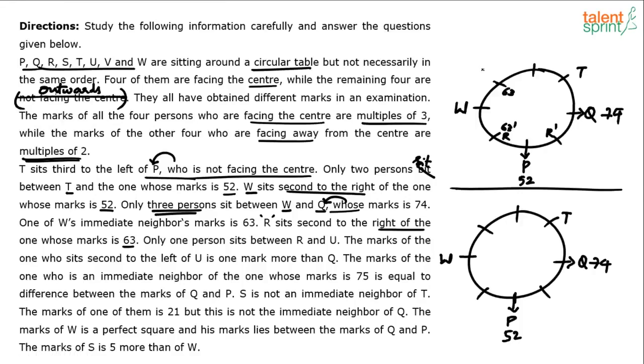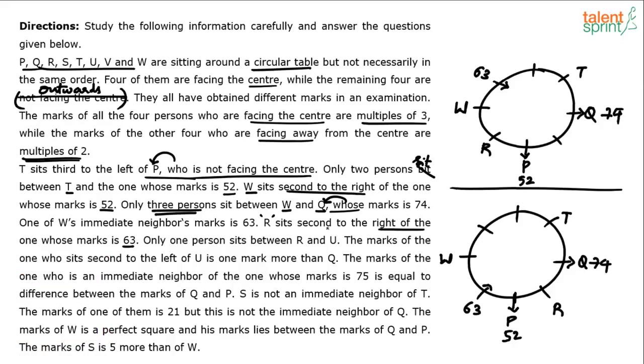Now, let's say 63 is here and R is here. In the other case, we will take 63 here and R here. Since 63 will be a center facing person, this should be center, right? Because 63 means what? Multiple of 3. Multiple of 3 is a center facing person. Now let me clear the unwanted stuff from this first arrangement. Okay, so now let's proceed.